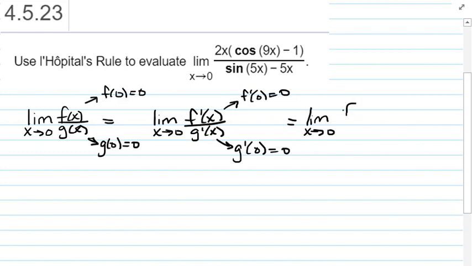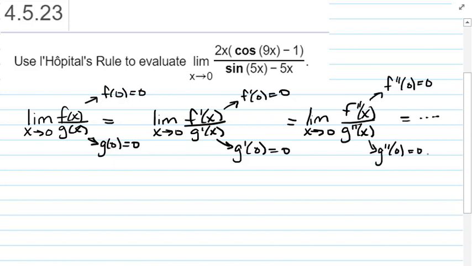So the limit would be equal to the limit of f double prime of x over g double prime of x. And should those both turn out to be 0 when you plug in, then you could repeat that process again and do the third derivative and so on.